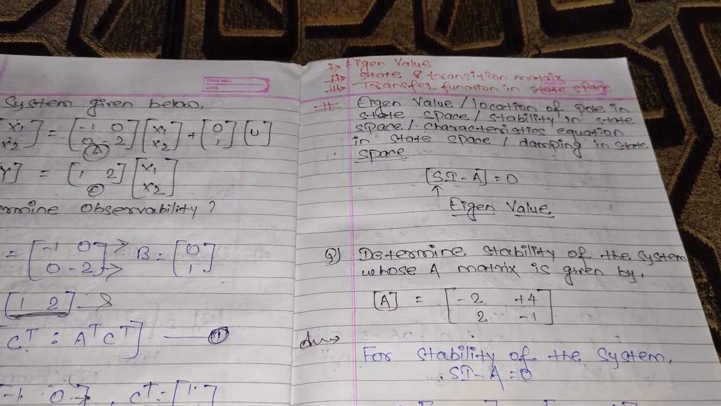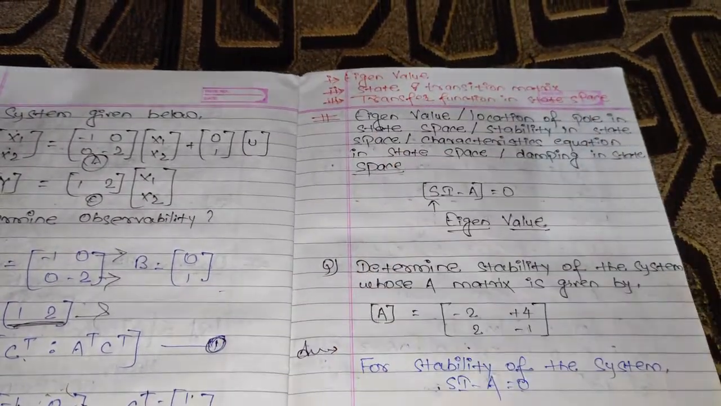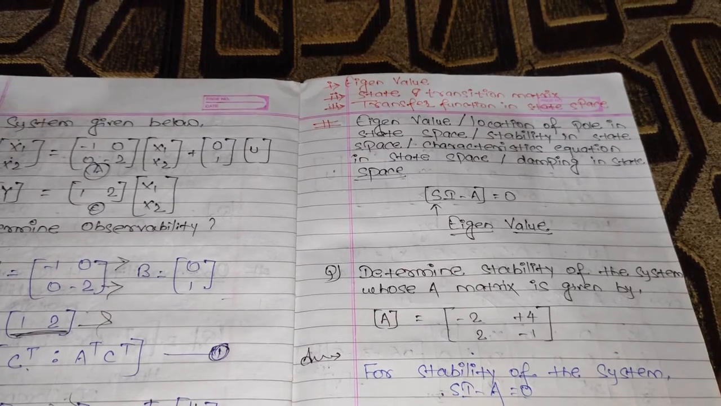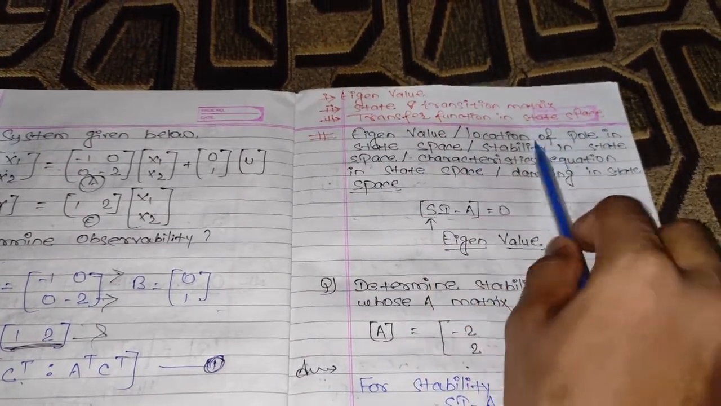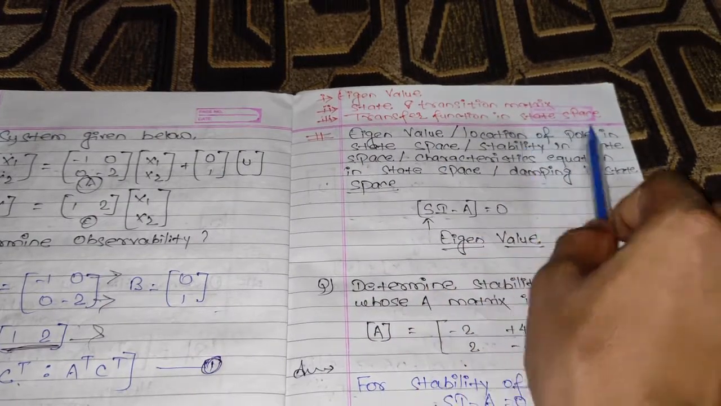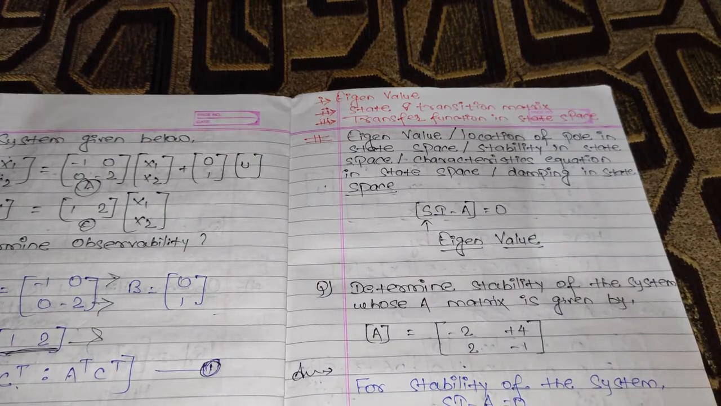So in this video we will see eigenvalue, state transition matrix, and transfer function in the state space. So the first point is eigenvalue: eigenvalue, location of the pole in the state space, stability in the state space, characteristic equation in the state space, or damping in the state space.